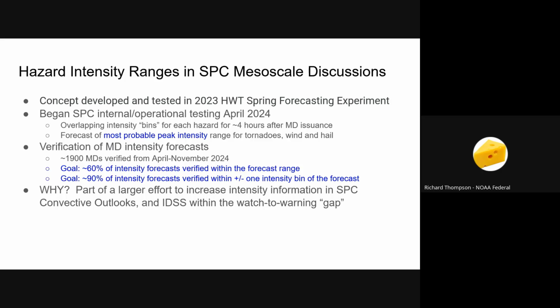And again, if you wonder why SPC is bothering to do this, it's just part of a larger effort to increase intensity information in not only the mesoscale discussions, but in our convective outlooks, which I'll talk about after the MDs, and some decision support in the so-called watch-to-warning gap. And we have an internal conditional intensity outlook that informs a first guess for these MD intensities.